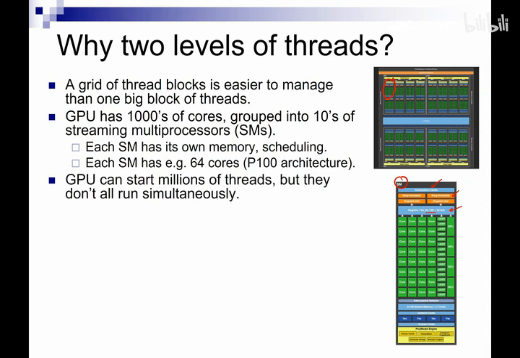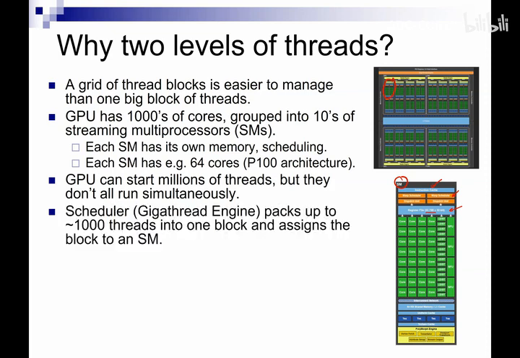Since altogether we have a few thousand cores, but we started several million threads, obviously we cannot run all the threads simultaneously. Instead, we can only run however many cores we have, a few thousand threads, simultaneously. So what happens is that we have the scheduler, one name for which is the GigaThread engine. It packs several hundred threads, maybe up to 1,000 threads, into a thread block, and it assigns the thread block to an SM.